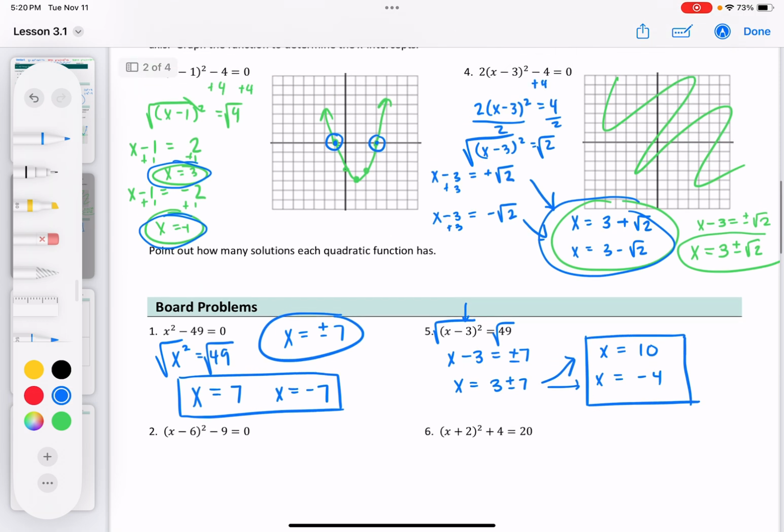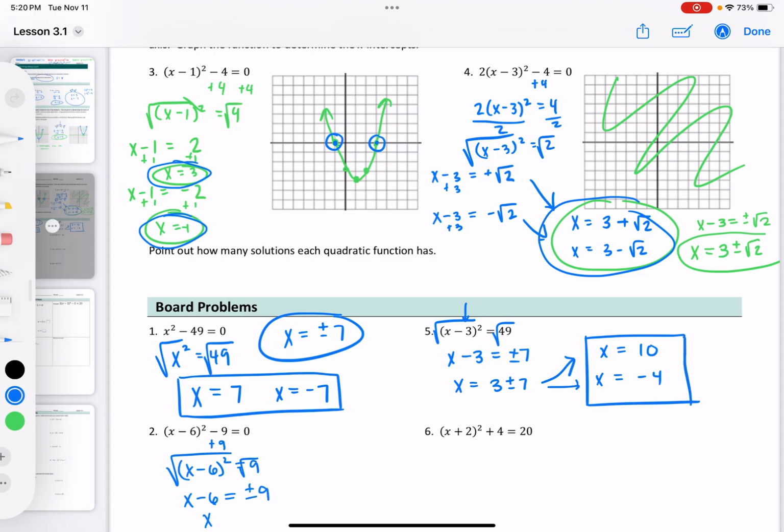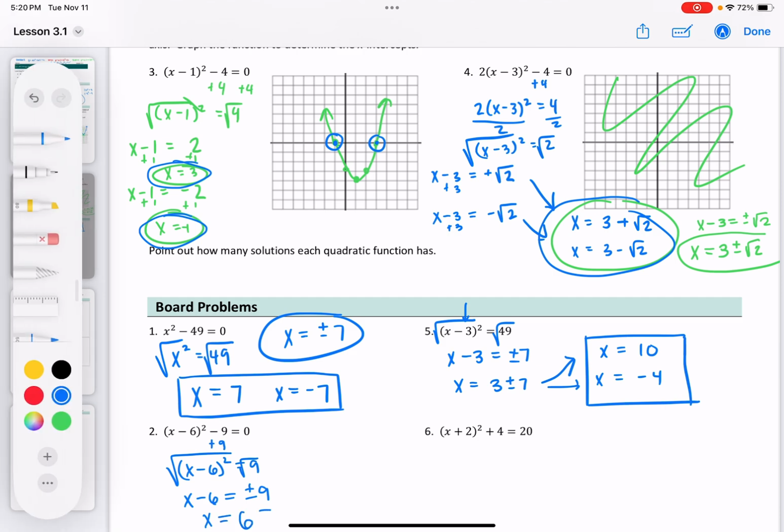Okay, so number 2, before we can square root, we have to get rid of the 9. So we add the 9 over and get x minus 6 squared equals 9. Then we can square root, and we'll get 2 equations out of that. We will get x minus 6 equals positive or negative 9. So when we add our 6 over, we'll have x equals 6 plus or minus 9. And then 6 plus 9 gives us 15. 6 minus 9 gives us negative 3.